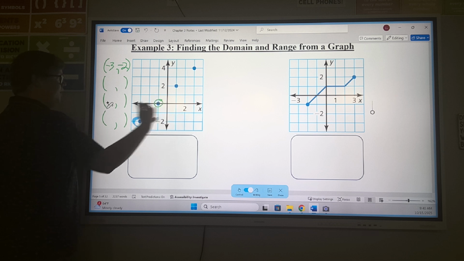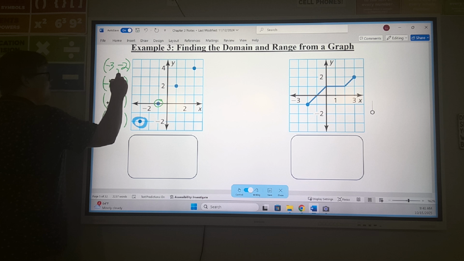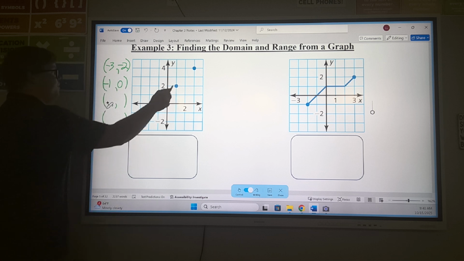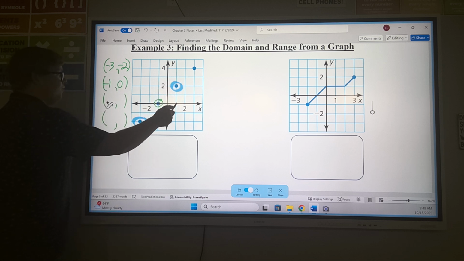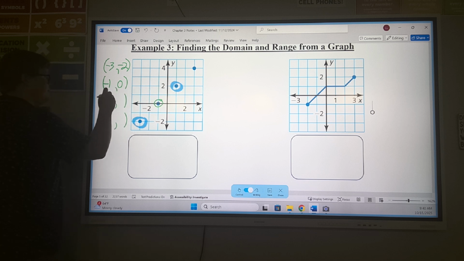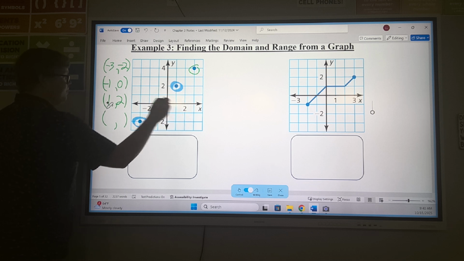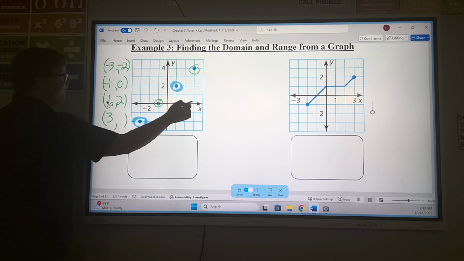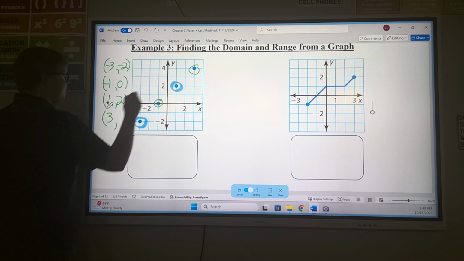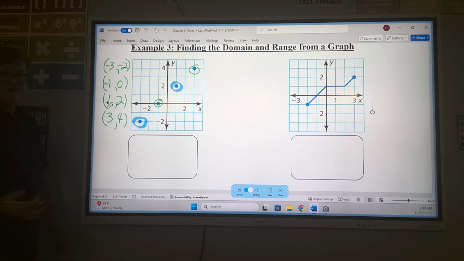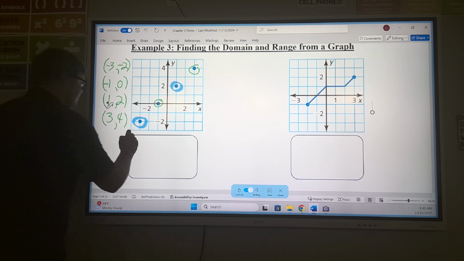Now our second point, we go left 1, which is -1, and we don't go up or down any. So that's 0. The third point, we go over 1 and up 2. So 1, 2. And the fourth point, we go over to the right, 1, 2, 3. So we have 3. And we go up, 1, 2, 3, 4, a +4 for our y value. Now we have all of our coordinates. We just have to list our domain and range.